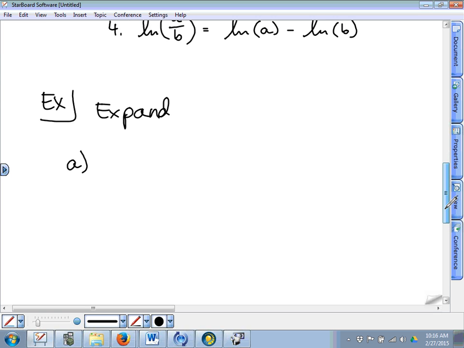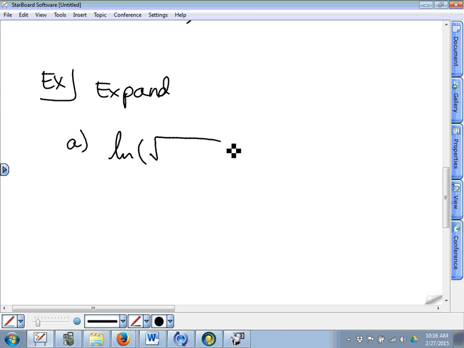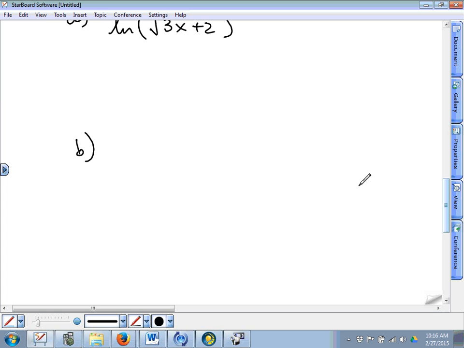Expand. Natural log of the square root of 3x plus 2. And expand.